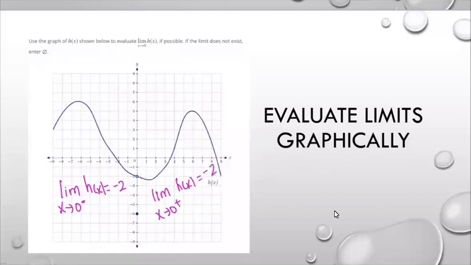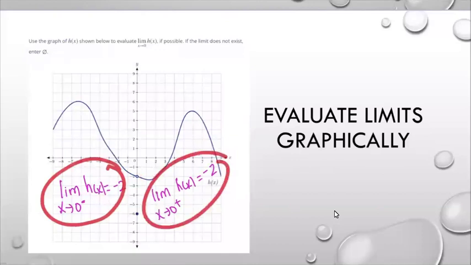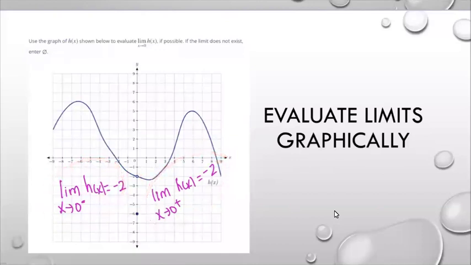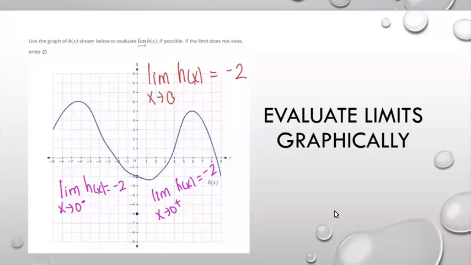So we said that the limit as x approaches 0 from the right of h of x is -2. Then again, if the left and the right are the same, then we can say that the limit of the function as x approaches 0 is -2 because it exists because the two side limits coincide. They are the same.